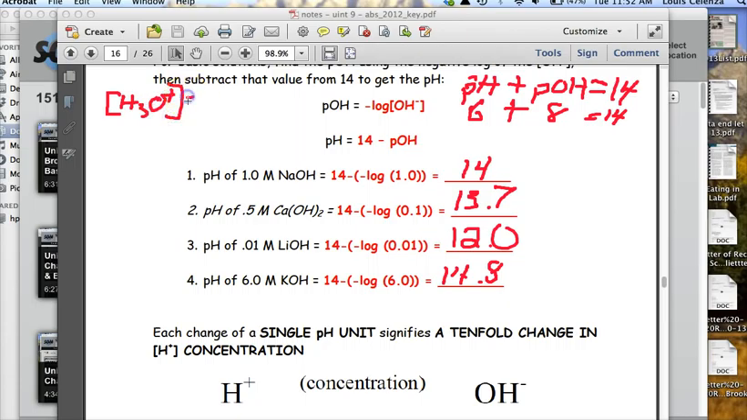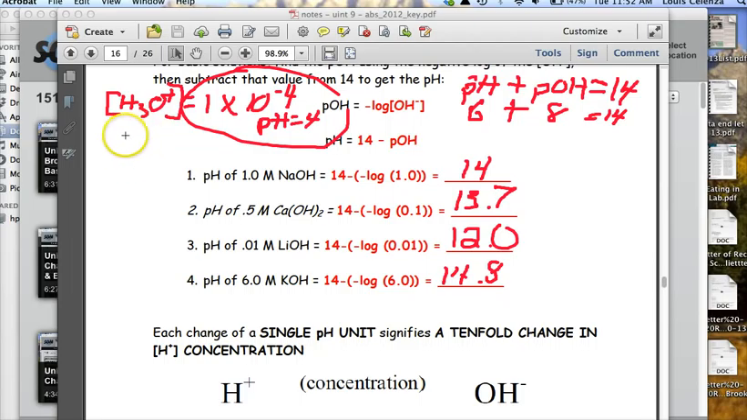So let's say that the H3O plus concentration is 1 times 10 to the minus 4. The way that you would get the pH from that is you would just get rid of the negative sign, and the pH of this would be 4. That's what they really do on the Regents exam. They don't really worry about this here.